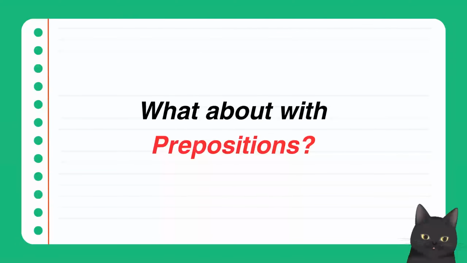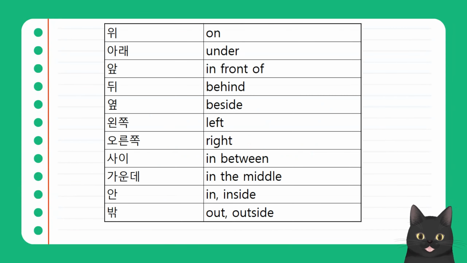Now, what if we want to add prepositions? First, let's learn some common Korean prepositions. 위, on. 아래, under. 앞, in front of. 뒤, behind. 옆, beside. 왼쪽, left. 오른쪽, right. 사이, between. 가운데, in the middle. 안, in and inside. 밖, out and outside.